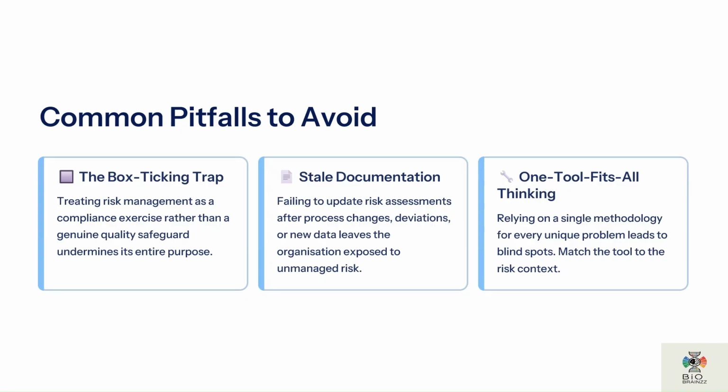Many organizations make mistakes while implementing QRM. One common mistake is treating risk assessment as a checkbox activity. When risk assessments are completed only to satisfy auditors, their value is lost. Another mistake is maintaining outdated risk assessments. Processes change, equipment changes, and new information becomes available. Risk assessments must be reviewed and updated regularly.